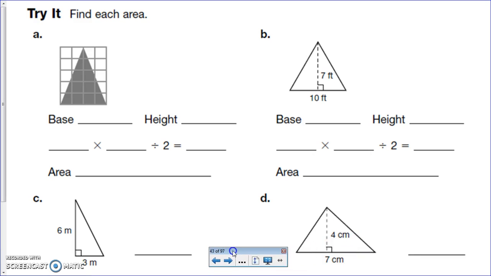Try it. Find each area. A. The base, if we count across the rectangle there, is 4. The height, to find that, we count up from the middle of the triangle directly up to the point. So if we count, there are 5 squares there, so the height is 5. So next we do 4 times 5, which is 20, divided by 2, which is 10. So the area is 10 square units, or 10 units squared.